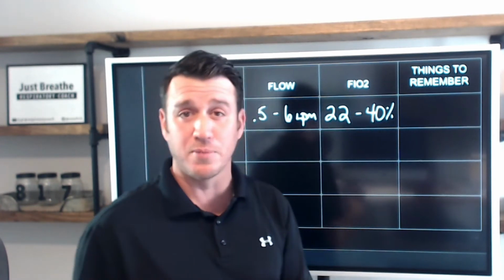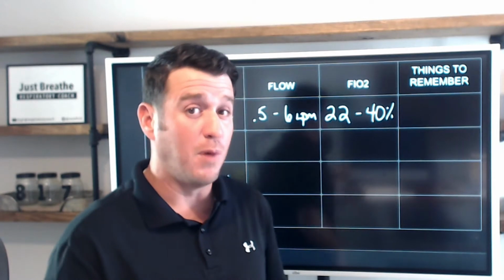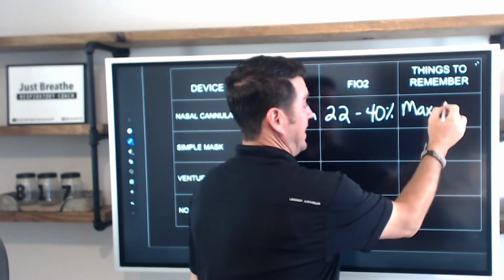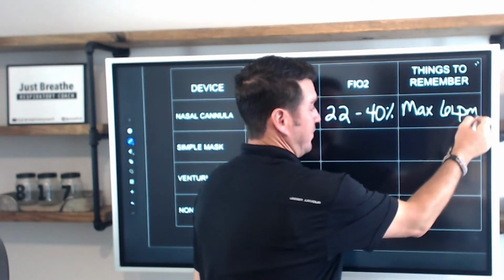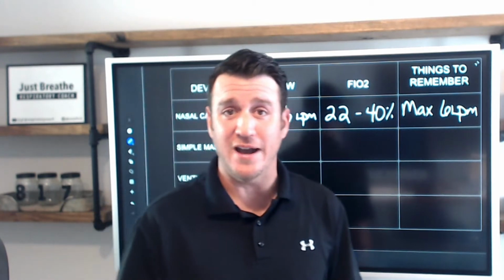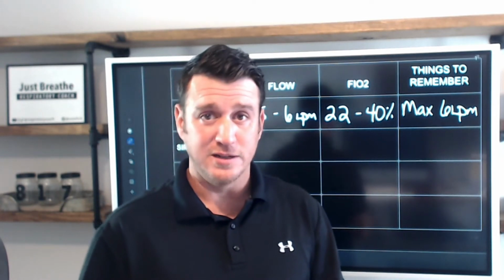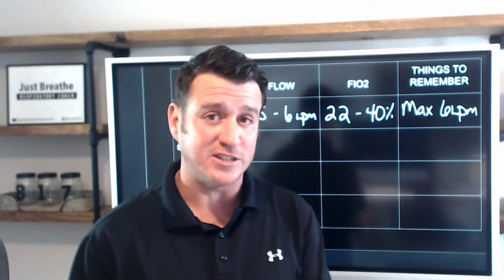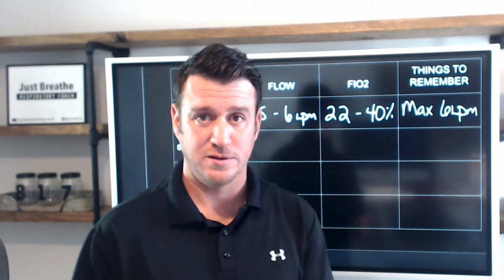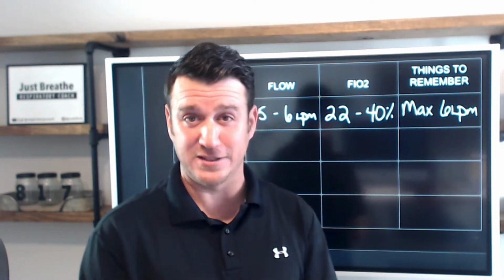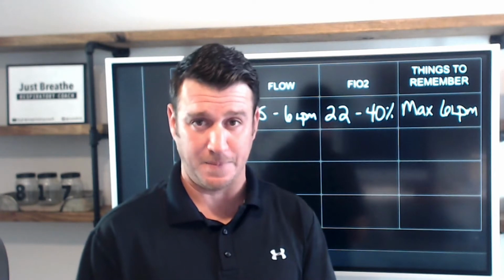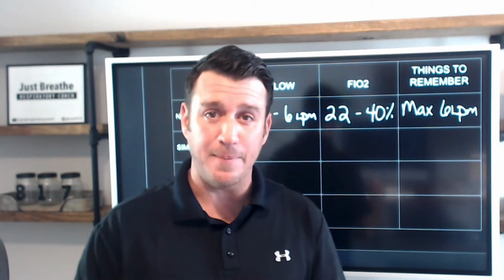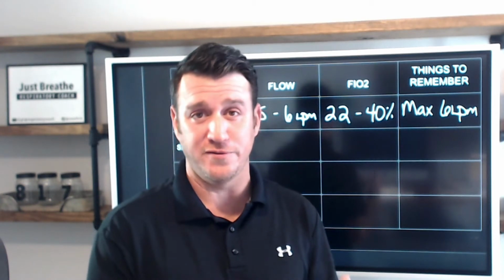Now, what do you need to remember about the nasal cannula? Well, the most important thing to remember is that the max setting is 6 liters per minute. We don't want to go in and find a patient on a nasal cannula, let's say they're on 5 liters per minute and their oxygen saturations are 85%. Well, maybe you bump them up to 6 and they go up to 87%, and we're trying to get them up to above 92%. Well, we're going to stop there. This patient needs another device.